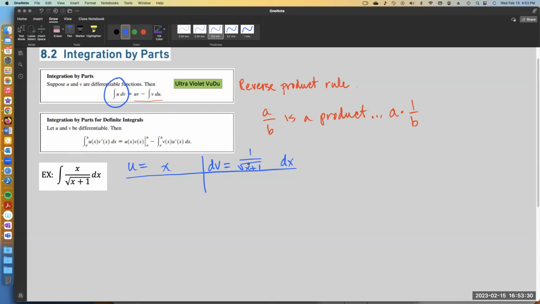This one is integrable, right? This is just u to the negative 1/2. Add 1 to the exponent, divide by the new exponent. Or we could swap them. Now, we know that we're integrating to get from here to here. And my advice is to pick the biggest part that is integrable.